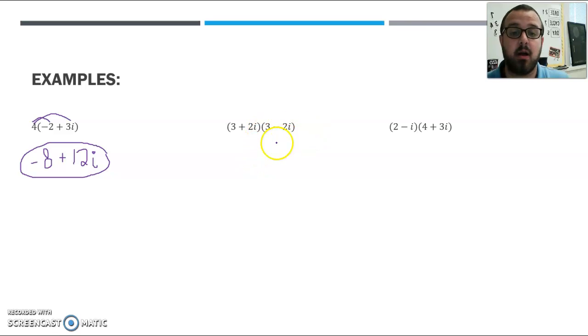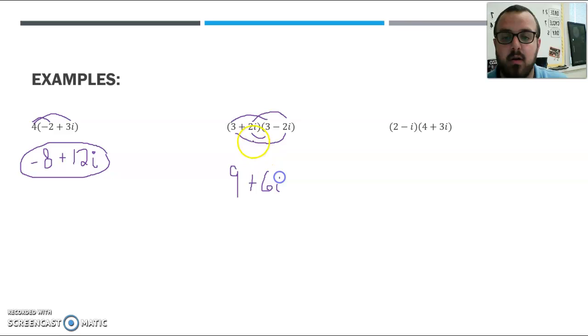Okay? This second one here, I would go ahead and do the same thing. So I distribute, say, all right, I'm going to do 3 times 3, 3 times -2i, 2i times 3, and 2i times -2i. We have to FOIL this one because it kind of looks like two binomials being multiplied by each other when we have these two complex numbers being multiplied. So my 3 times 3, I get 9. My inner 2i times 3 is going to be plus 6i. We have 3i times -2i is going to be -6i. And then 2i times -2i is going to be minus 4i squared.